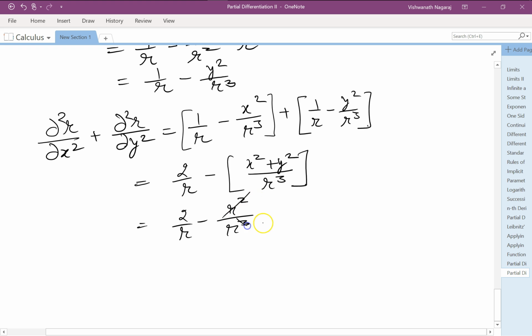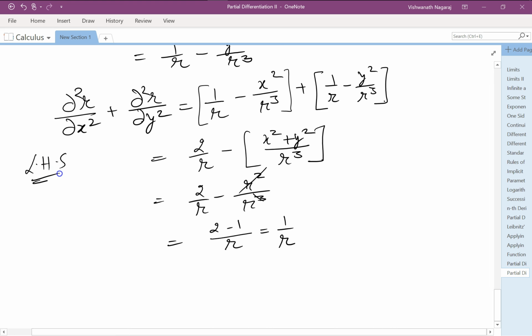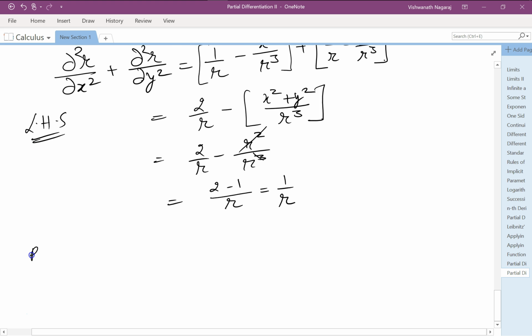So this and this get cancelled, so we are left with the denominator being the same. So 2 minus 1, which is equal to 1 by r. Now this was LHS. Now let's look at RHS.